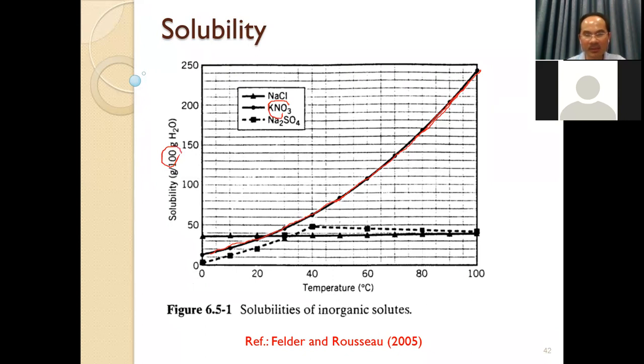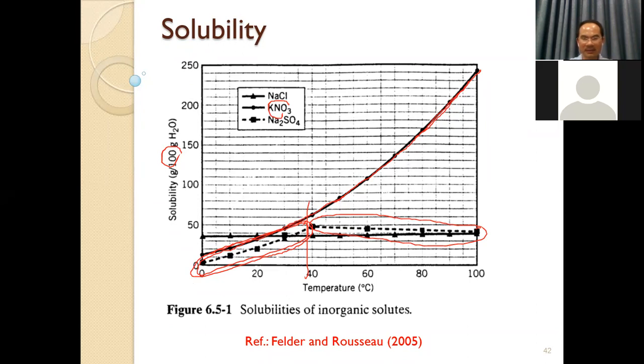If we talk about sodium chloride, solubility is quite constant and depends only slightly on temperature. For sodium sulfate at temperatures lower than 40, solubility increases strongly with temperature, but at higher than 40, solubility slightly decreases with temperature. This is the effect of scale.